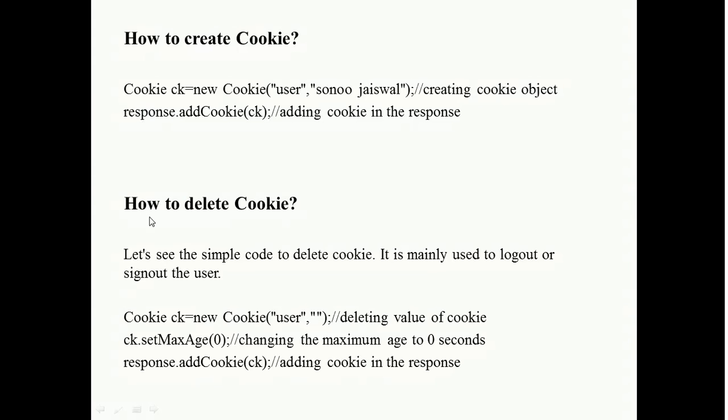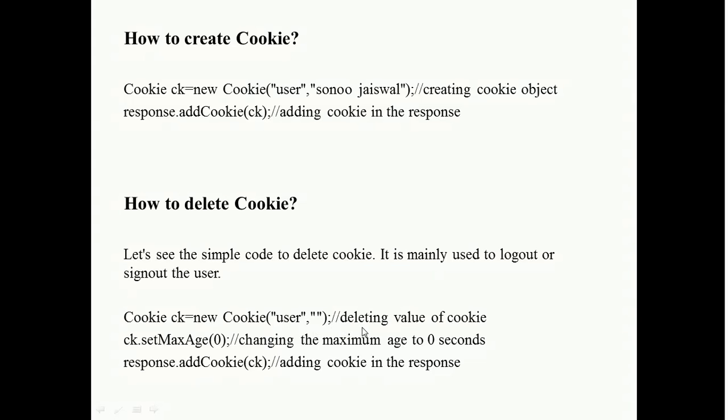Then next point is how to delete the cookie. Let us see simple code to delete the cookie. It is mainly used to log out or sign out the user. Once you create a cookie, then if you want to delete the cookie, that time we use the statement Cookie ck is equal to new Cookie having two parameters, that is string name and string value.